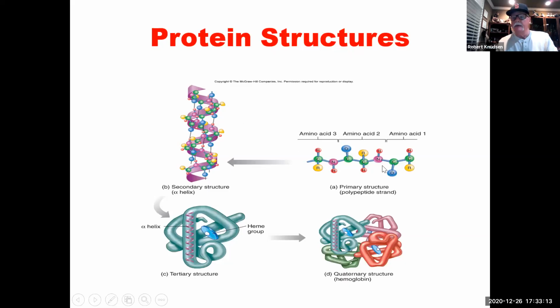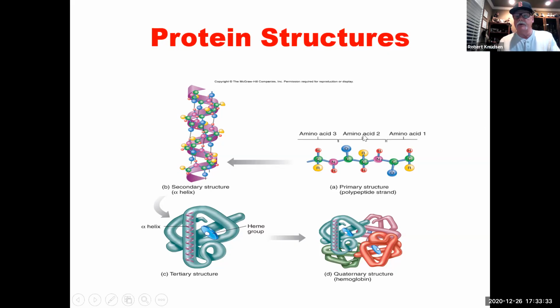Primary, see it? Carbon, carbon, nitrogen, carbon, carbon, carbon, C double bond O. See the C double bond O? This is the acid. This is the nitrogen. And this is R. Remember, there's 20 different R's out there. So this is primary.